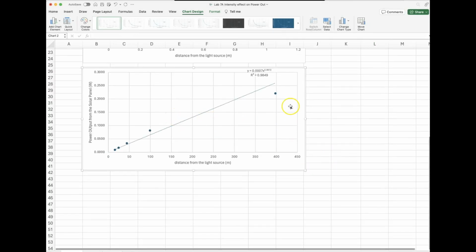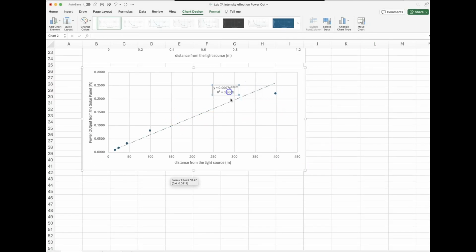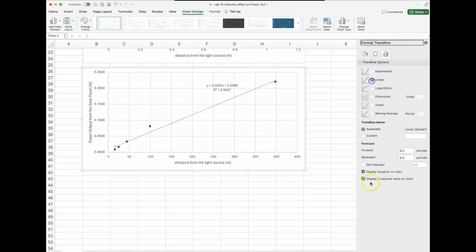This should be a linear fit. You can see it's not perfect. I can actually put on a linear fit. Right now it's still a power fit. This is to the power of 1, which means it's linear, but let's just fix this to be linear. We can also set the y-intercept to 0.